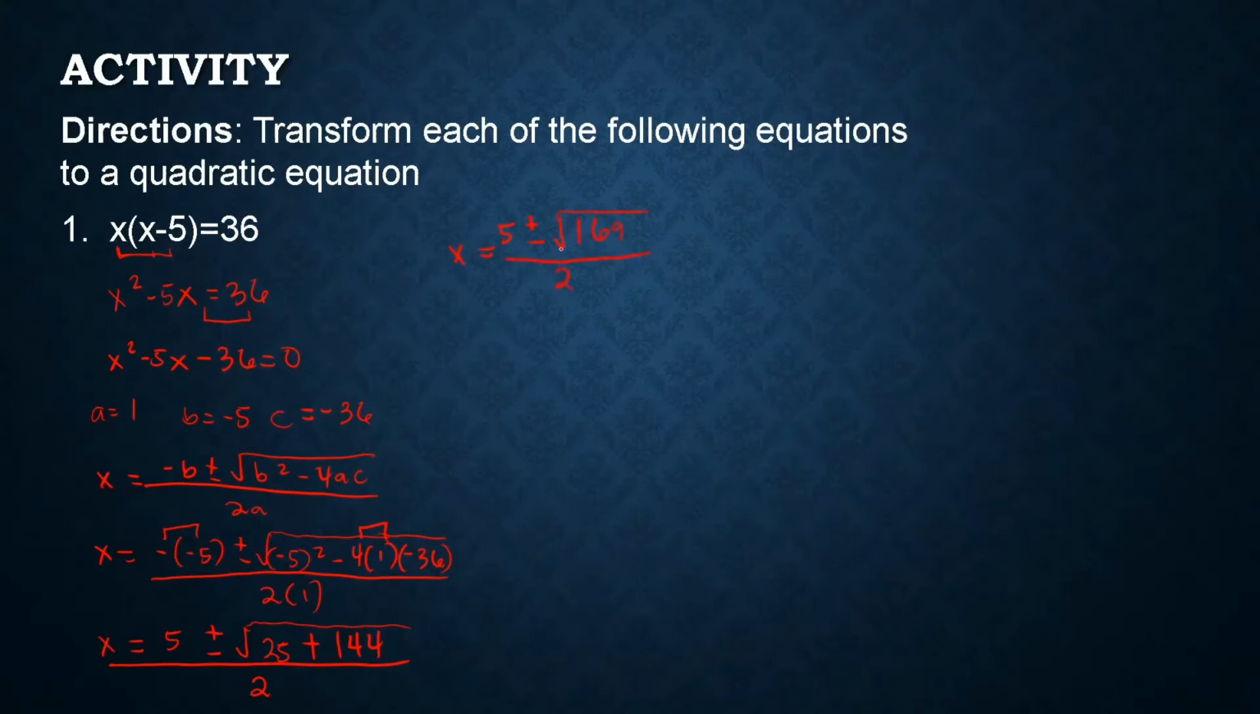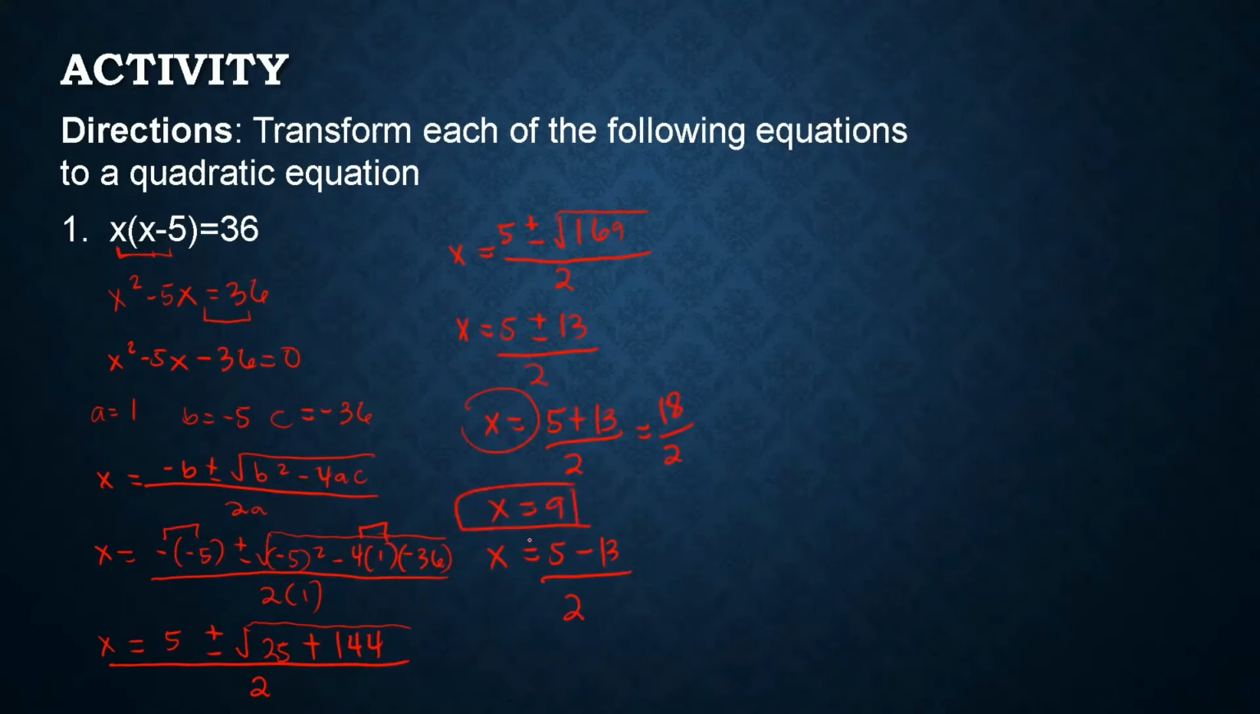Now, let's find the square root of 169. So the square root of 169 is 13. Therefore, it becomes x is equal to 5 plus minus 13 over 2. Then let's proceed by separating the plus and minus. So x is equal to 5 plus 13 over 2, and the other one is x is equal to 5 minus 13 over 2. So let's start here: 5 plus 13 is equal to 18 over 2, then x is equal to positive 9.